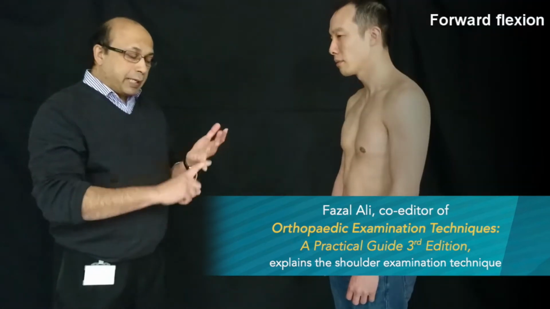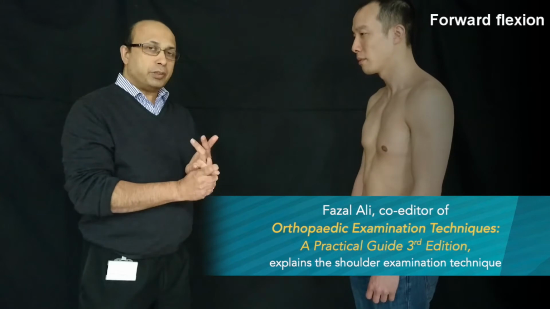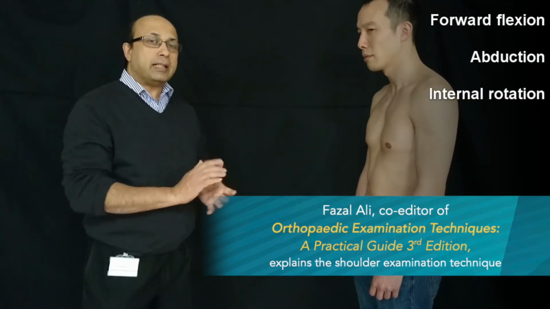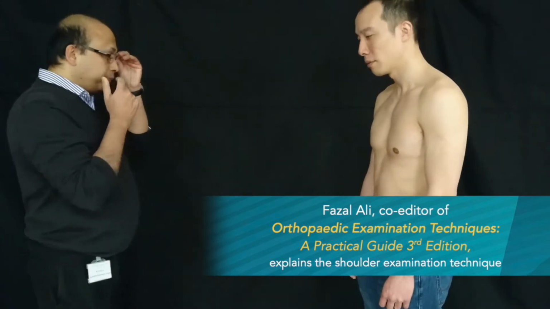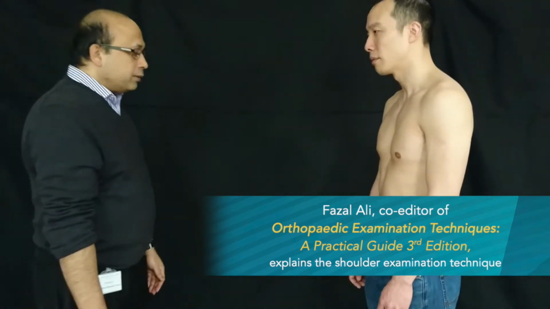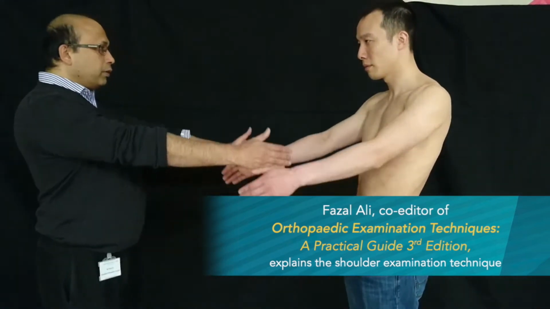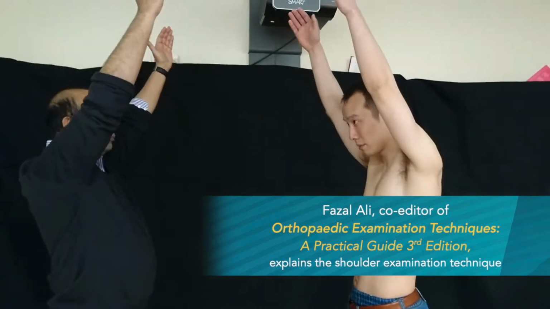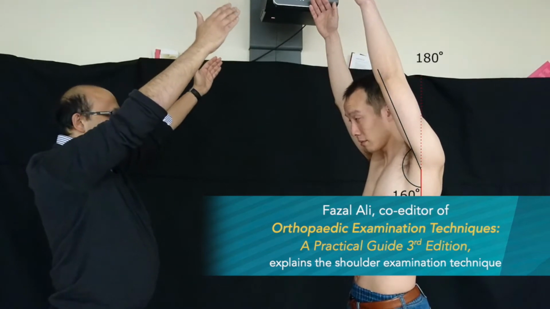Therefore, we will do flexion, forward flexion. Extension is very rarely done for the shoulder. We will do abduction, internal rotation, and external rotation of the shoulder joint. For forward flexion, you follow me and we see how far we can go above, as high up as you can get. You quantify that in terms of degrees.